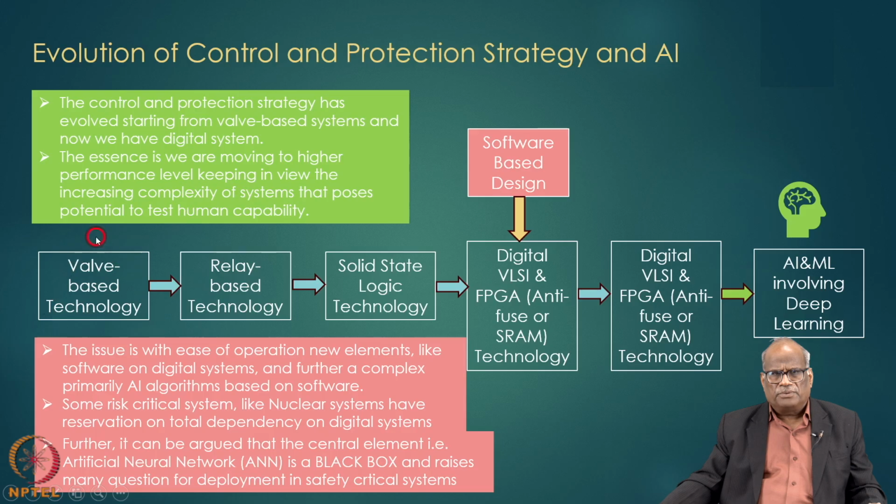In our electronics, we had valve based technology somewhere in the 60s and before that. Then we came to the relay based technology, and at every point we had our own apprehension about how it will work. And then relay based technology was used. Then solid state logic, new components, microchips, starting from 15 gates to something like 120,000, and then VLSI, very large scale integration, and field programmable gate arrays, antifuse and SRAM based. Antifuse means hardwire, and SRAM means software based.